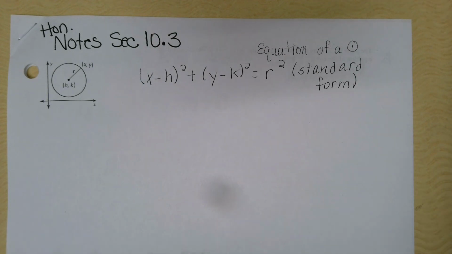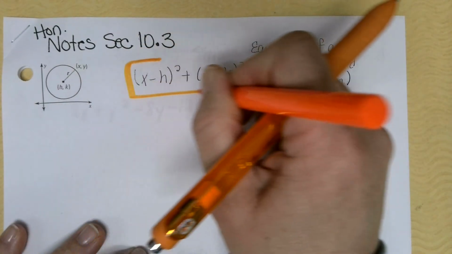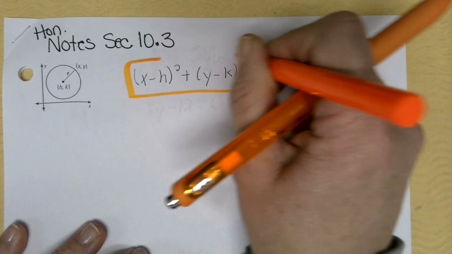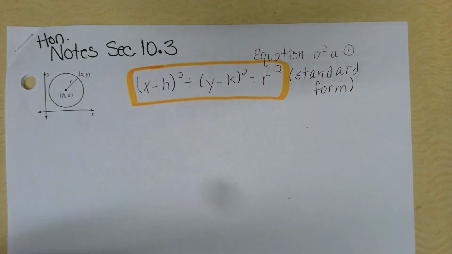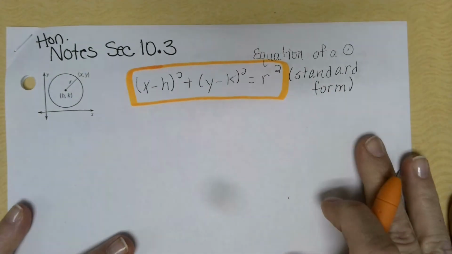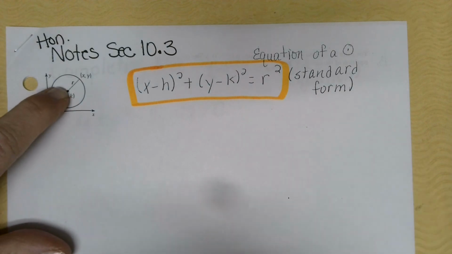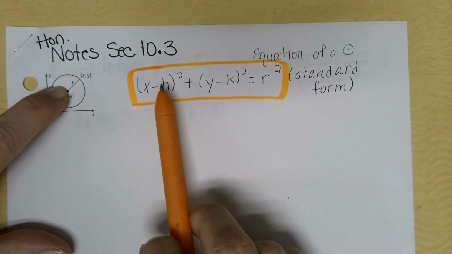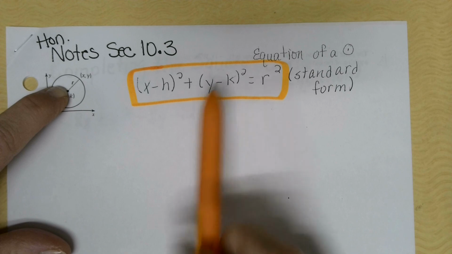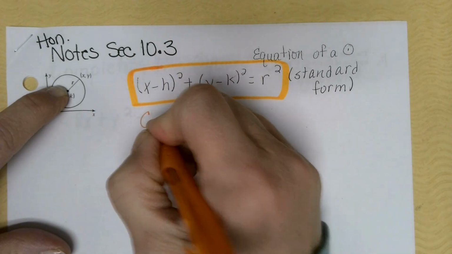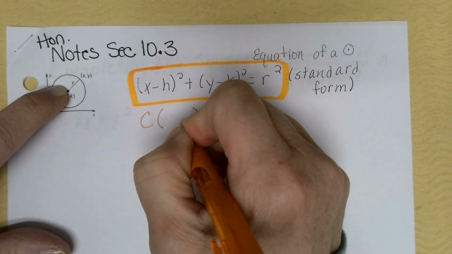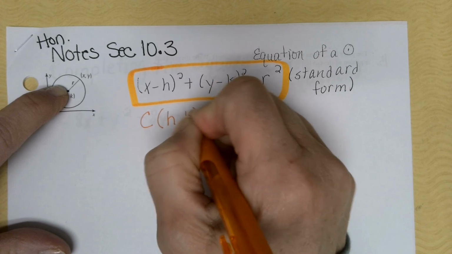So here in front of you is the actual equation of a circle. This formula here, I'm going to tell you what the pieces mean. In a circle, we have a center, and the center is represented by the number that will be here, and the number will be here. We always put a capital C, and then we put our ordered pair, so it's H and K.